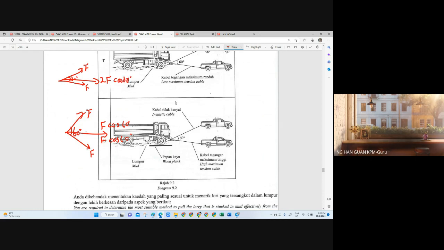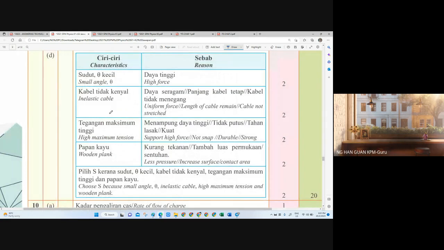So cos theta, when cos 30 is compared to cos 60, cos 30 is 0.866 and cos 60 is equal to 0.5. So the bigger the angle, the smaller the resultant forward force will be. That's why the answer provided is looking for the smaller angle. It will produce a bigger, higher force.